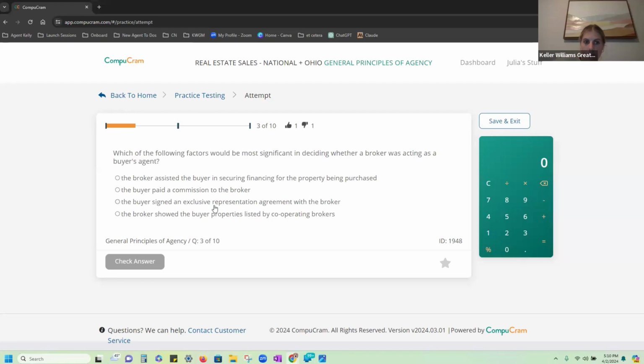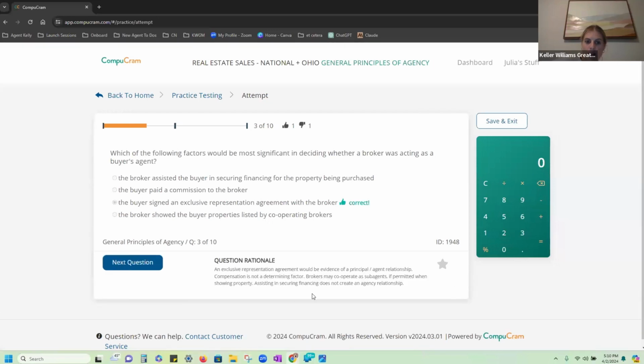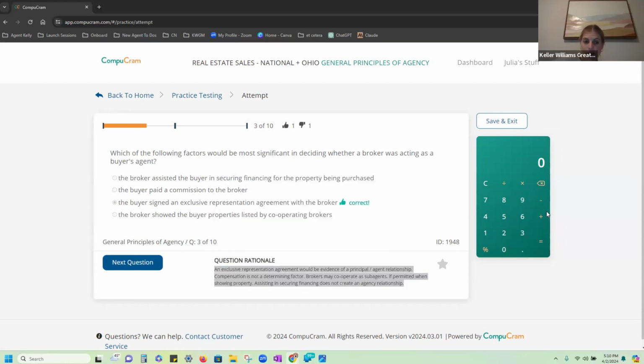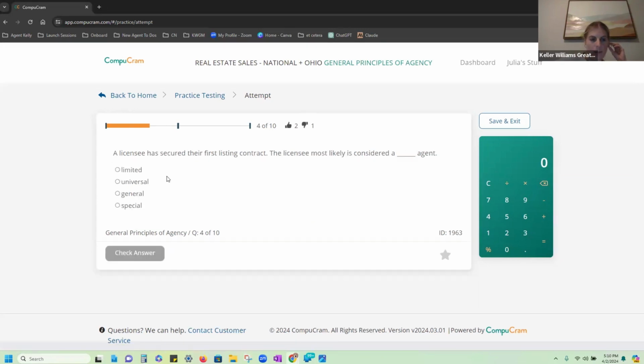The buyer signed an exclusive representation agreement with the broker. That is correct. Yes, and these are going to be more and more common. Buyer representation agreement is another term for it. It's an exclusive agreement between the broker and the buyer, and that is the most significant factor when deciding that the broker is representing the buyer. Good job.